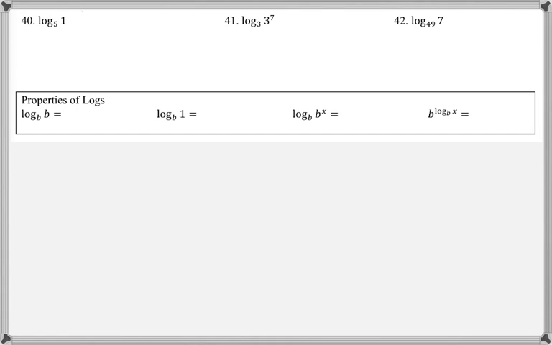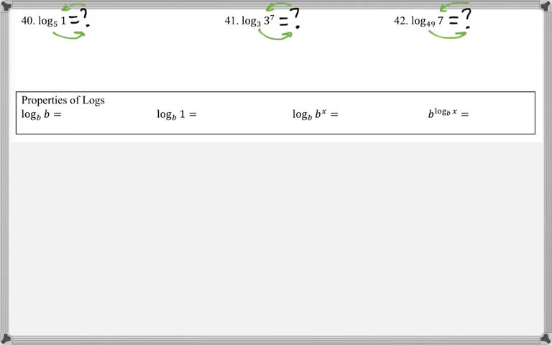Questions 40, 41, and 42 are asking us to evaluate. So I'm going to set these all equal to a question mark, but if you wanted to set them all equal to x, you could do that as well. And I'm doing that so that I can transform them all into their equivalent exponential form, because then I'll be able to solve for them.